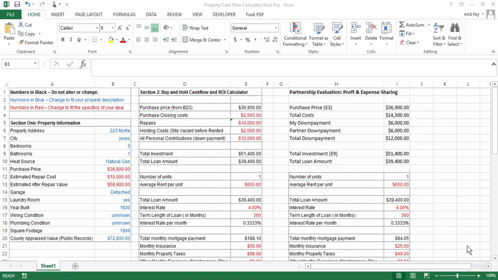Alright guys, so in today's video I'm going to be walking you through how to use this real estate investing spreadsheet.